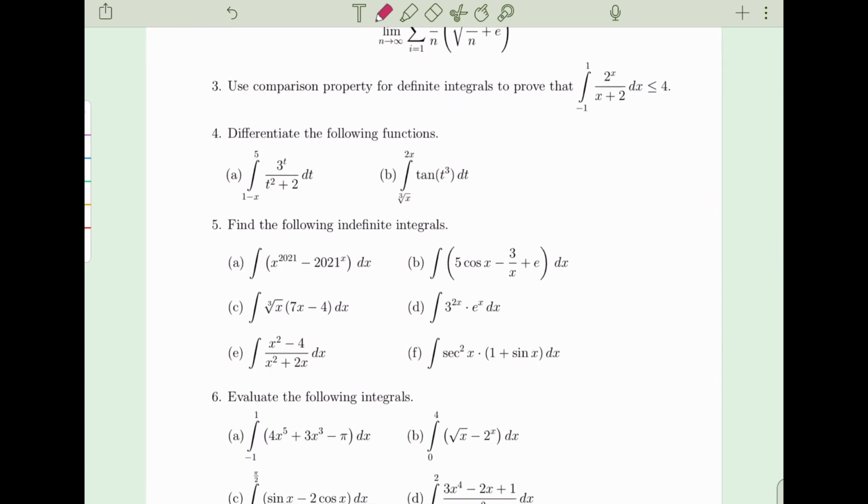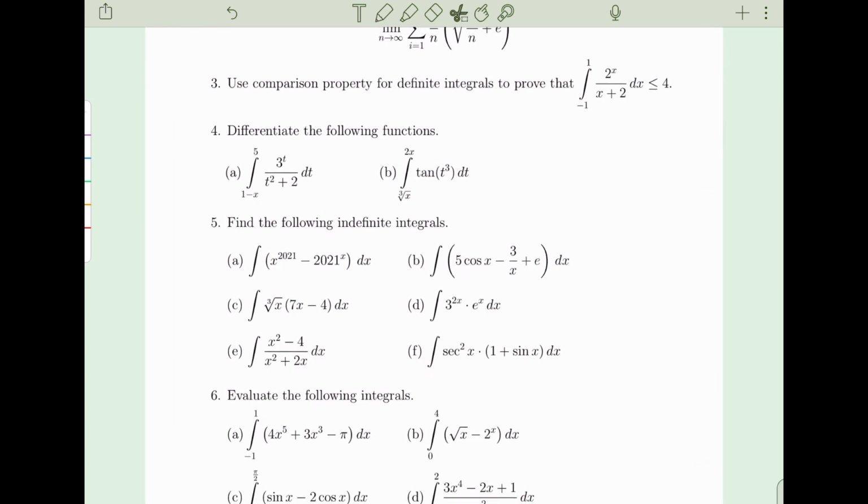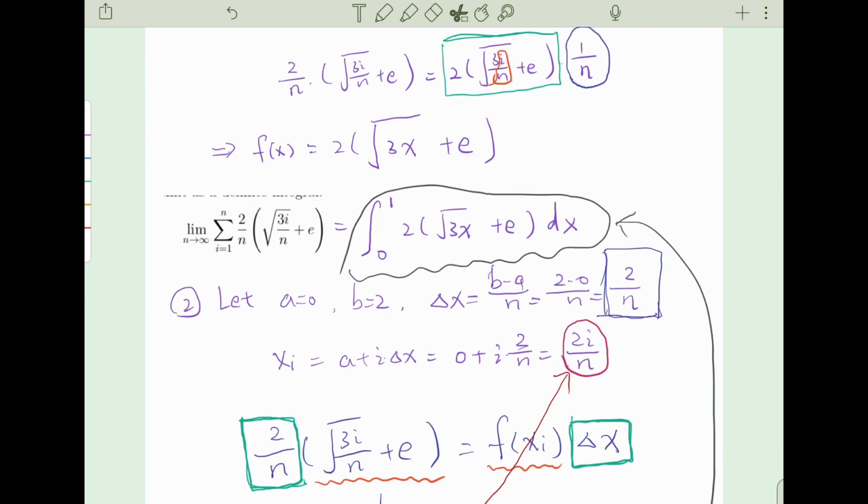Now let's move on to question 4. Okay, so this question 4, I may just go over the first one, since the second one is similar. You can actually find this from the 1500 old exercise. We have done this in 1500.